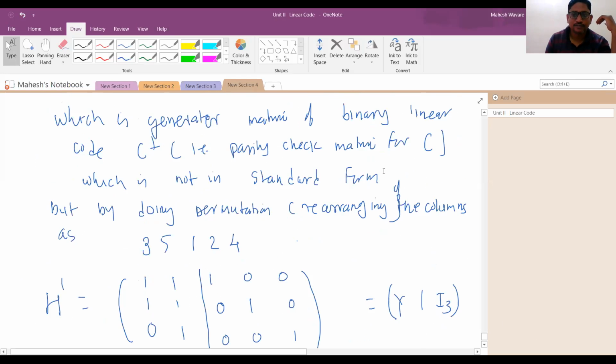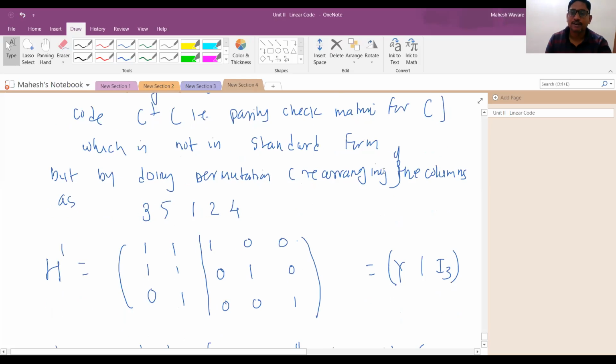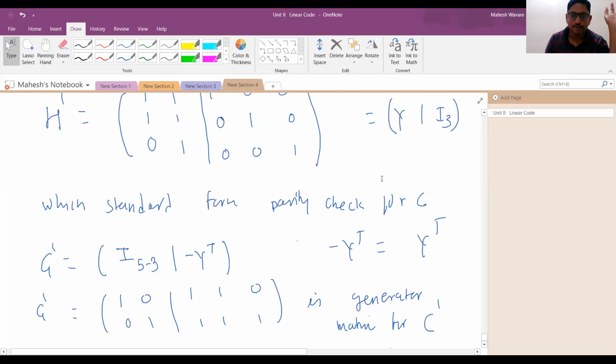Second problem, can you solve? Here in the earlier example, the generator matrix was given. Although it is a parity check matrix, this is a parity check matrix means it should be the generator matrix for its perp. Perp means the orthogonal complement of that code.